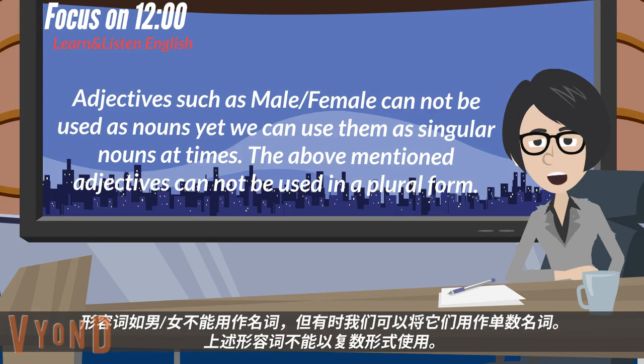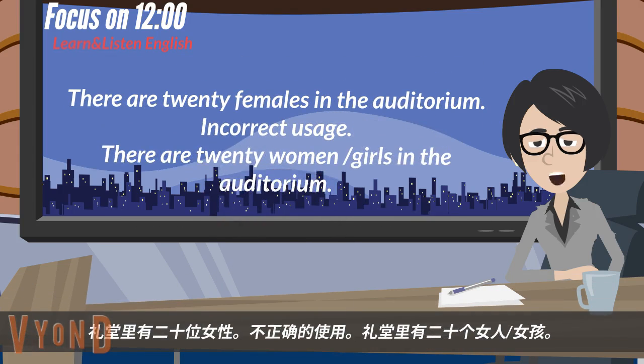Adjectives such as male, female cannot be used as nouns, yet we can use them as singular nouns at times. The above-mentioned adjectives cannot be used in a plural form. There are 20 females in the auditorium. Incorrect usage. There are 20 women, girls in the auditorium.